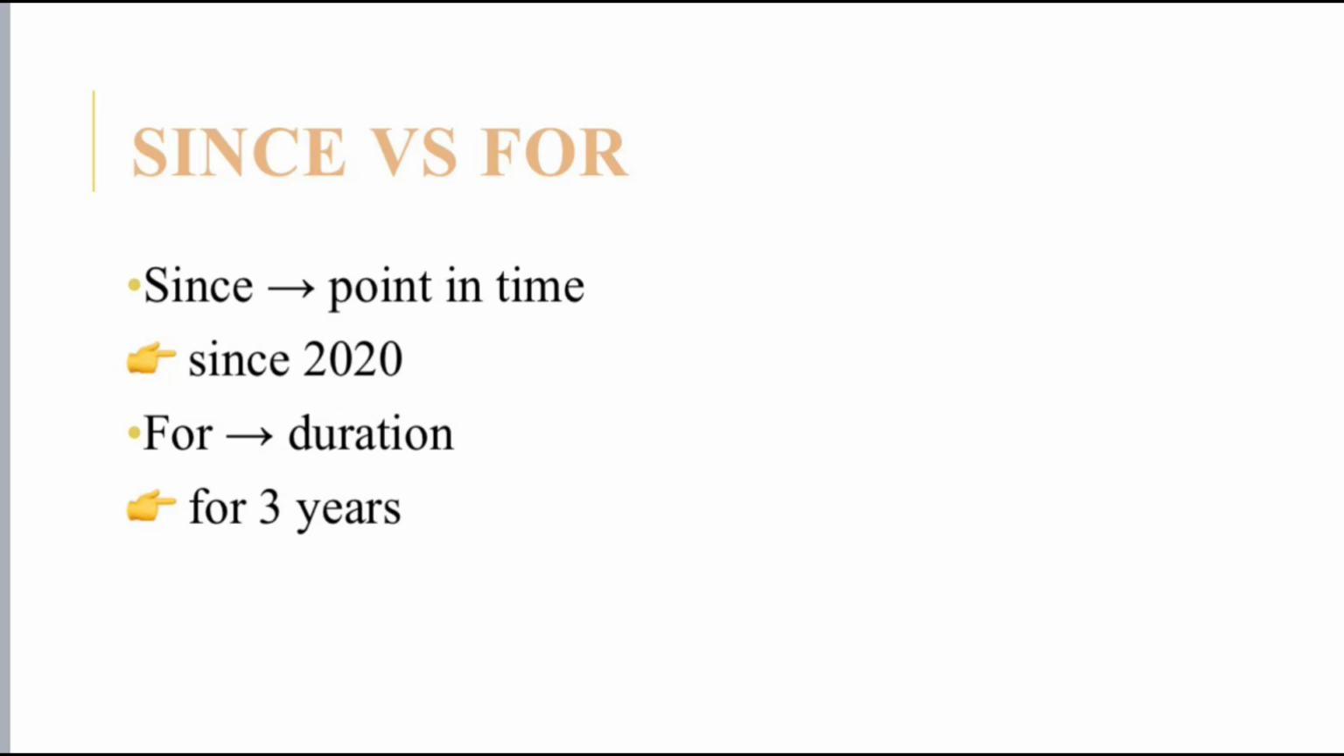Let's understand the difference. Since is a starting point. For example, since 2020. For is for duration. For example, for 3 years. So, since tells us when something started. For tells us how long it continues.